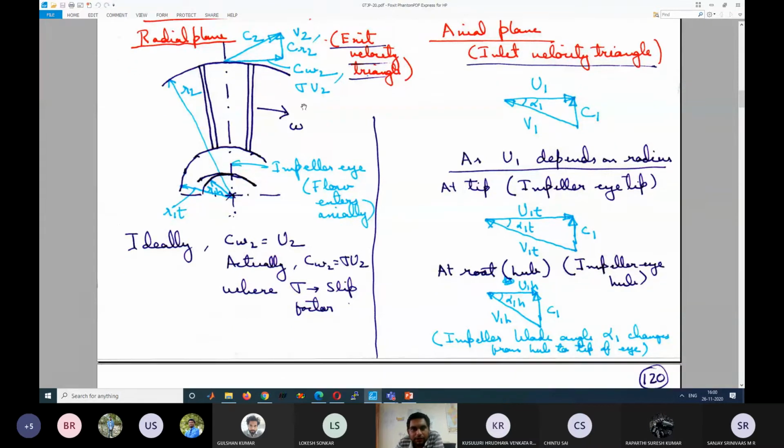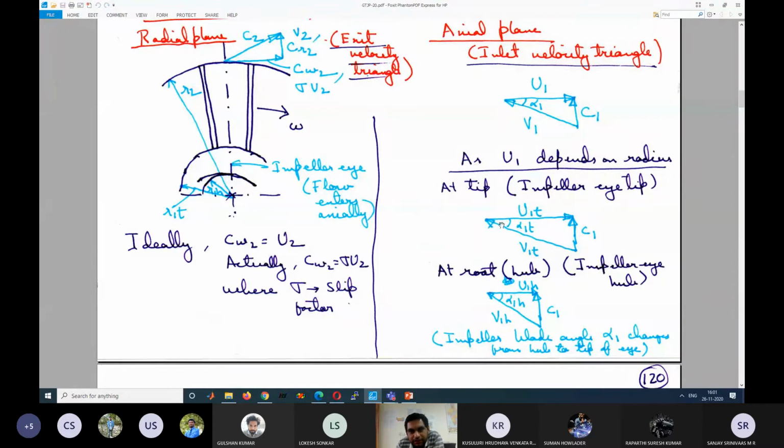Okay. So now, is U1 constant from the hub to the tip, or is U1 changing? Changing, sir, because U1 will depend on the radius, right? Blade velocity will depend on the radius. Omega into R. Correct. So at the tip, the velocity should be larger as compared to at the hub.